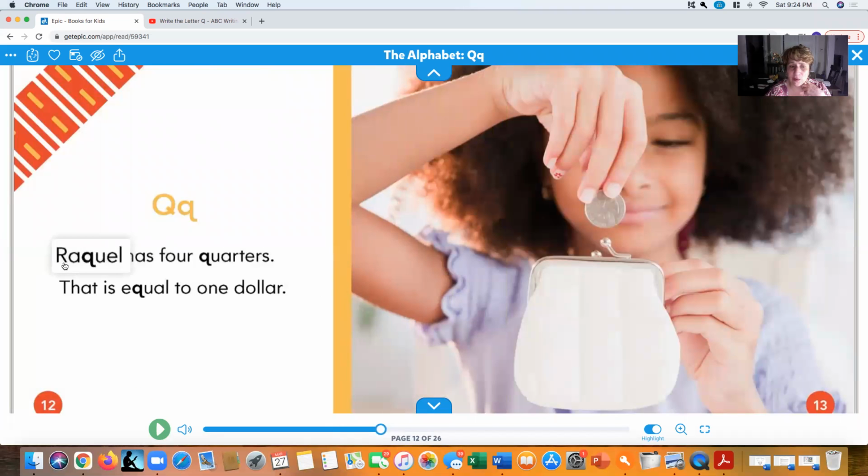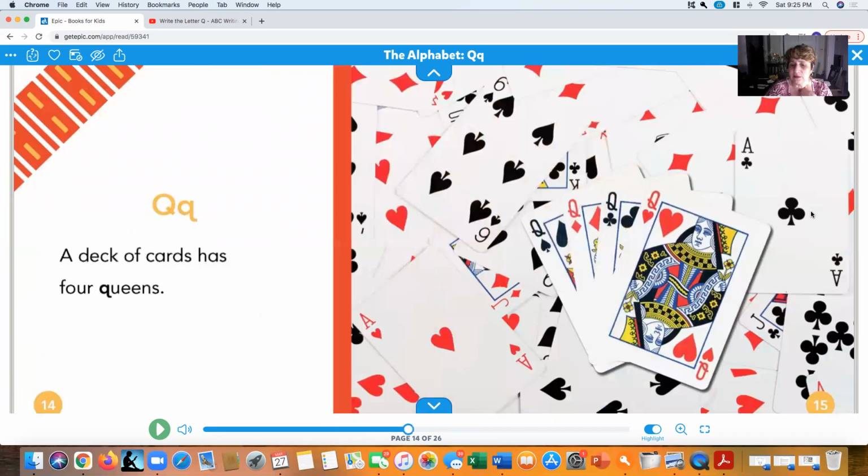Raquel has a Q in the middle of her name with a U following it. She has 4 quarters, which is equal to $1. Quarters, Raquel, equal. Do you hear the qua in each of those words?